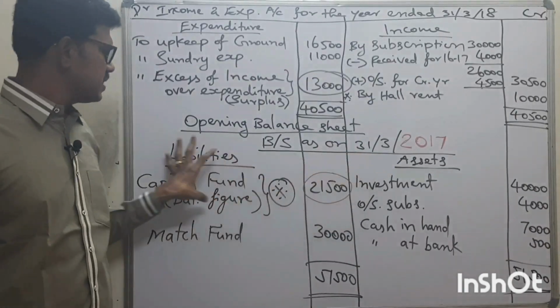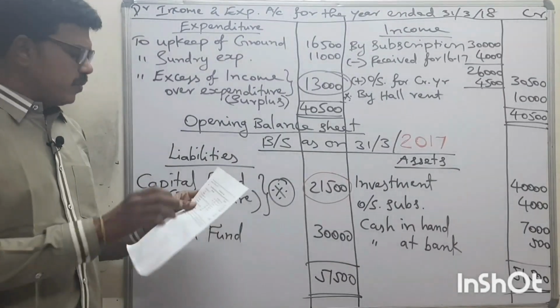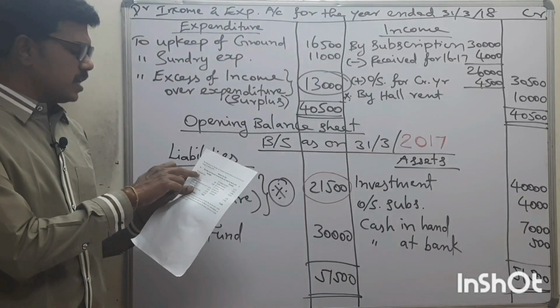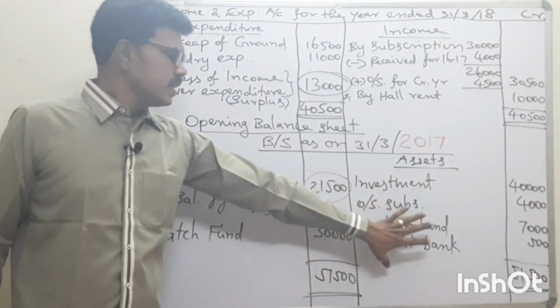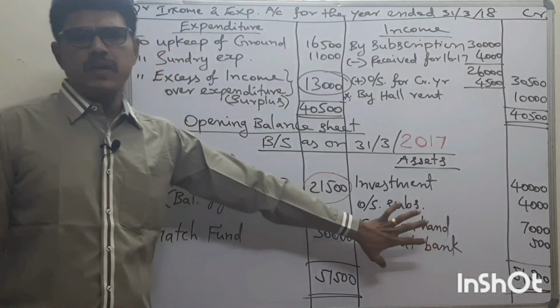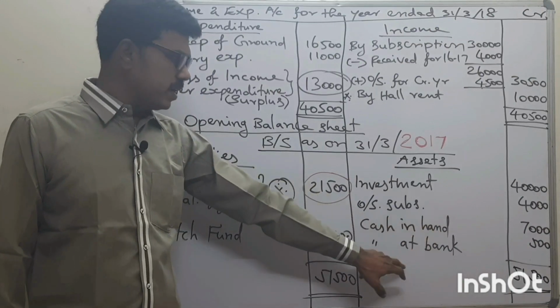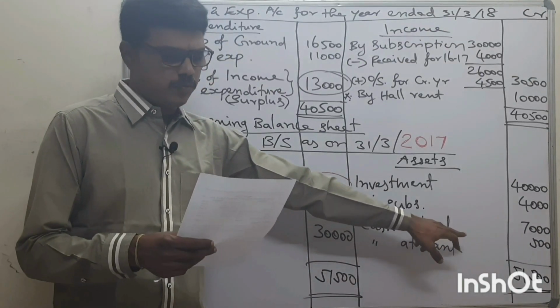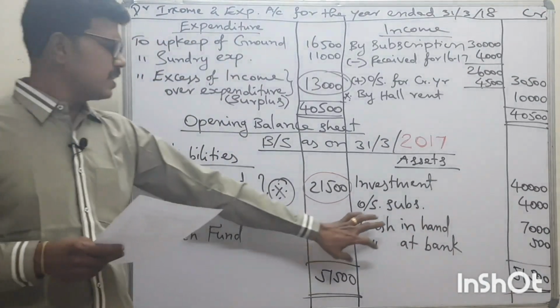This side is the left hand side, liabilities, and the right hand side is assets. Only one piece of information is available in the receipts and payments account: the balance brought down. Opening cash and bank balance will always appear in the asset side. We should take the opening cash in hand, 7,000 rupees, and cash at bank, 500 rupees.